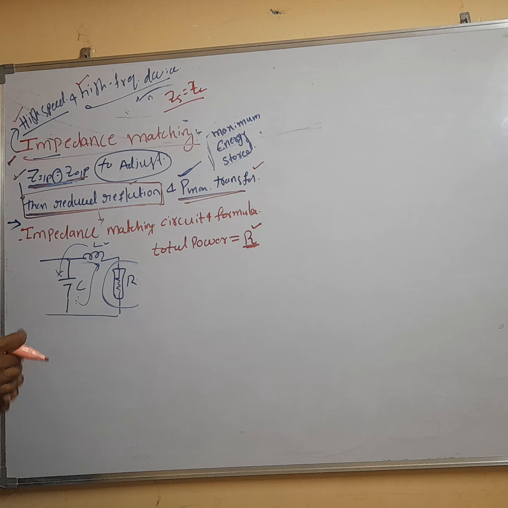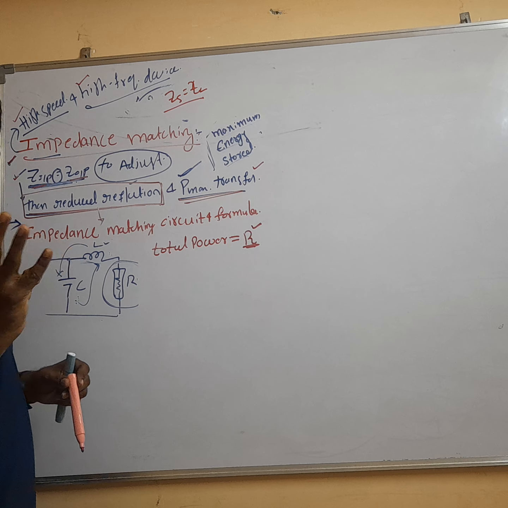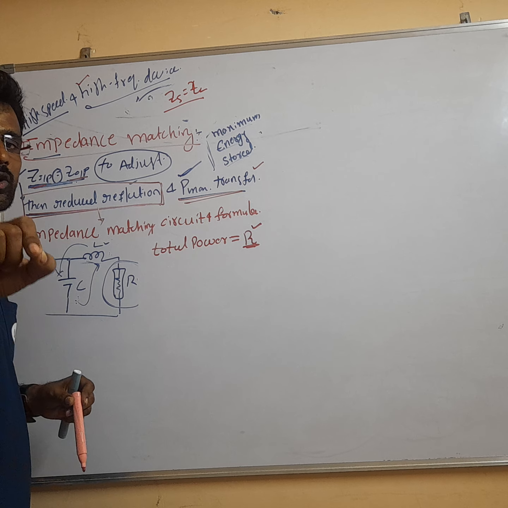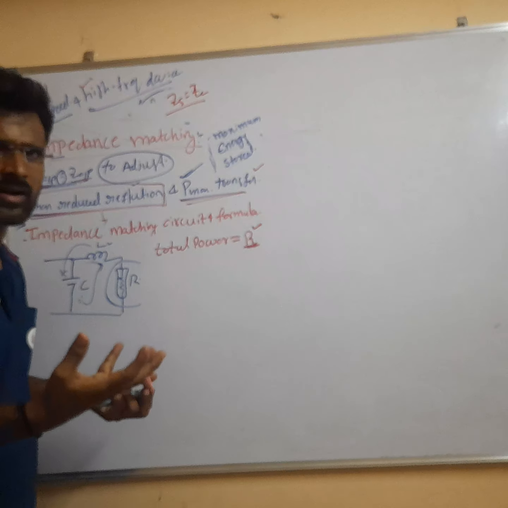For example, take an AC circuit device. In an AC circuit there are actually three powers: active power, reactive power and apparent power. What about the reactive power? Reactive power is a type of loss.